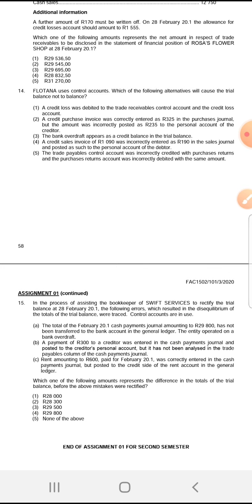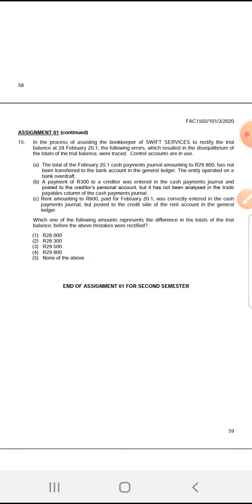The credit purchase invoice of 1,019 correctly entered as a personal account. The trade receivable account was incorrectly credited. Okay, this one is also fine. So guys, our credit loss was posted on the wrong side. So this one will make our trial balance not to balance. So the option for question number 14 will be 1. Yeah, okay. Let's go to number 15.